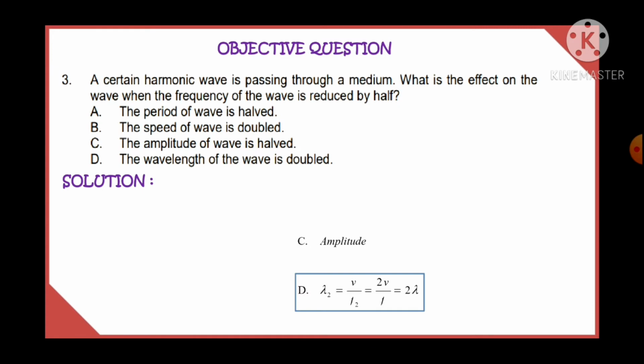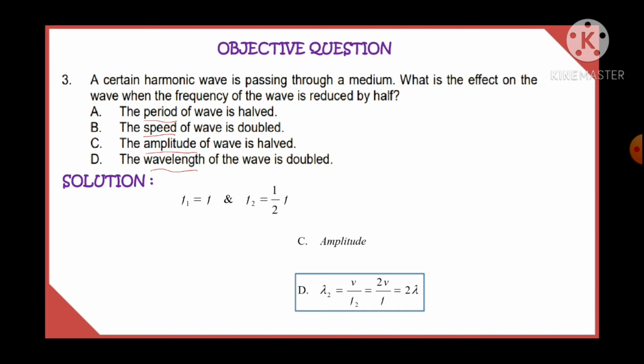A certain harmonic wave is passing through a medium. What is the effect on the wave when the frequency of the wave is reduced by half? In this question, we need to know the relationship between the frequency and the terms given in the solution, which are period, speed, amplitude and wavelength. Meaning that we need to analyze each part. Referring to the question, we know that F1 is equal to f, and F2 is equal to half f, meaning that the frequency of the wave is reduced by half.